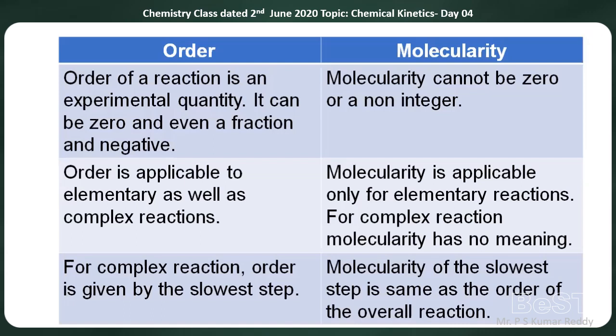For a complex reaction, order is given by the slowest step. So the slowest step will determine the order of the reaction. In the same way, the molecularity of the slowest step is the same as the order of the overall reaction. So molecularity is also determined by taking the slowest step of the reaction mechanism. In this way, we can see the differences between order of the reaction and molecularity of the reaction.